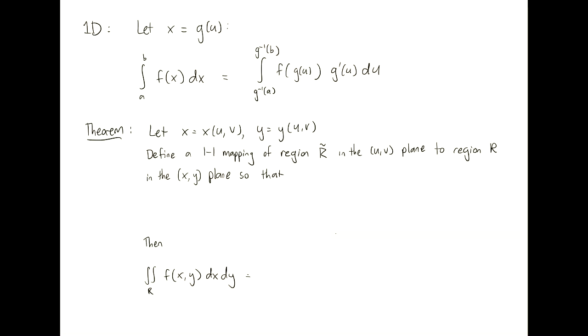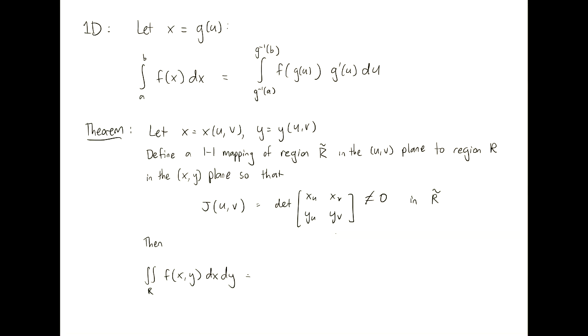So if we define a 1-to-1 mapping, which avoids any issues regarding sign and the like, of region R in the UV plane to some new region R tilde in the XY plane, so that we have a Jacobian of u, v, which is equal to, as you can recall, the determinant of xu, xv, yu, yv. And that determinant is not 0, so our transformation is nice and always 1-to-1 and well constructed.